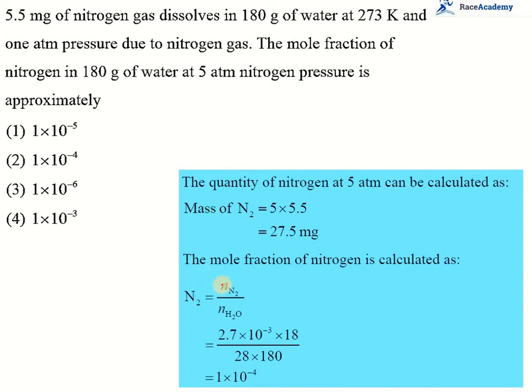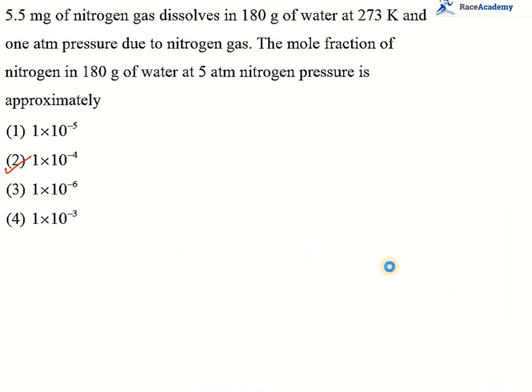Now the mole fraction of this nitrogen can be calculated using the formula: number of moles of nitrogen divided by number of moles of water, as the solution is considered a dilute solution. So the number of moles of nitrogen is 27.5 into 10 power minus 3 grams divided by its molar mass, 28, divided by the number of moles of water. Water here is given as 180 grams, so 180 by 18. Upon simplification you get 1 into 10 to the power of minus 4. So the second option is the right option for this one.